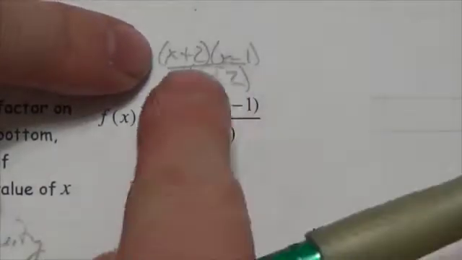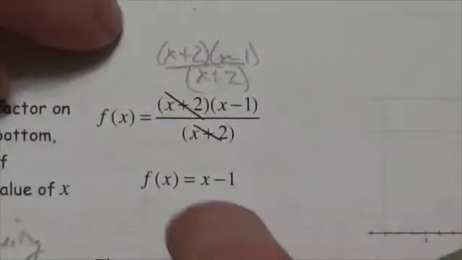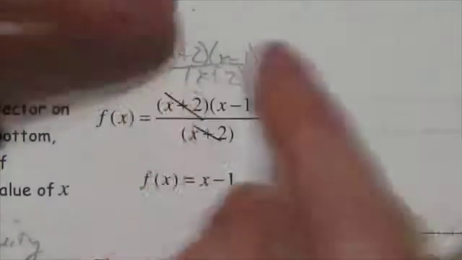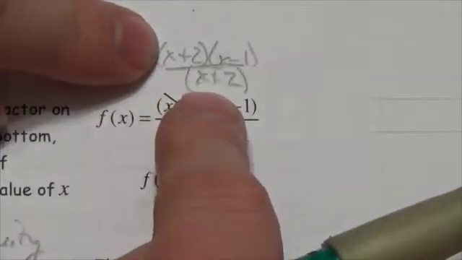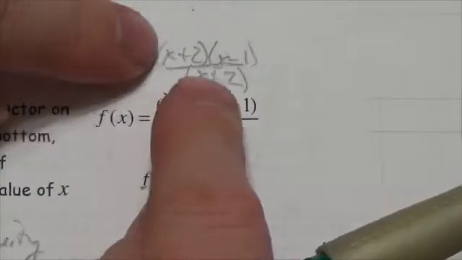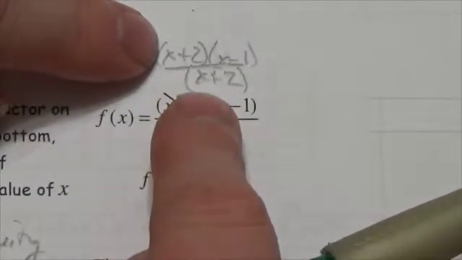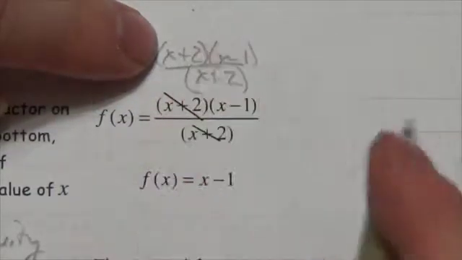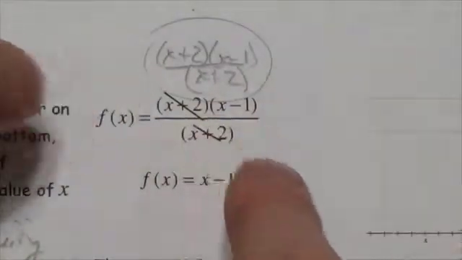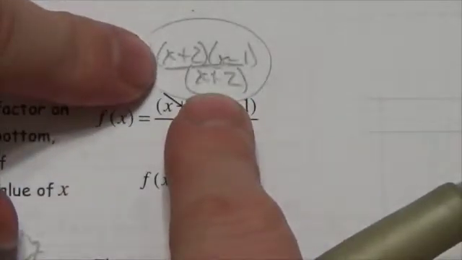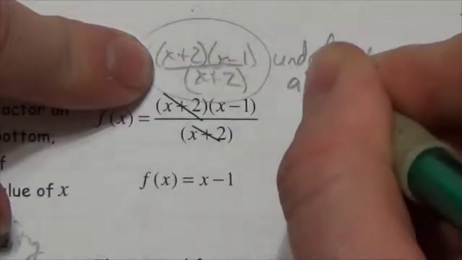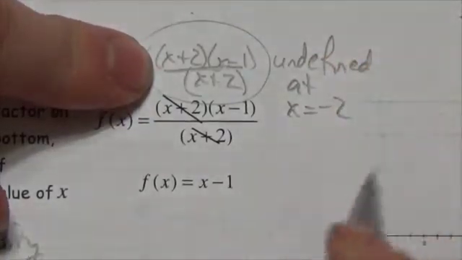If you plug 10 in for x, you get 12 divided by 12, that's 1. If you plug 8 in, you're going to get 10 divided by 10, that's 1. If you plug 3 in there, you're going to get 5 divided by 5, that's 1. However, when you plug negative 2 into this, you get 0 over 0, and that's not 1. That's undefined. So this particular function, in this one right here, is going to be undefined at x equals negative 2.